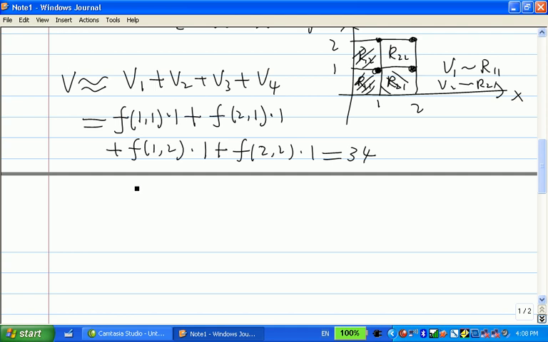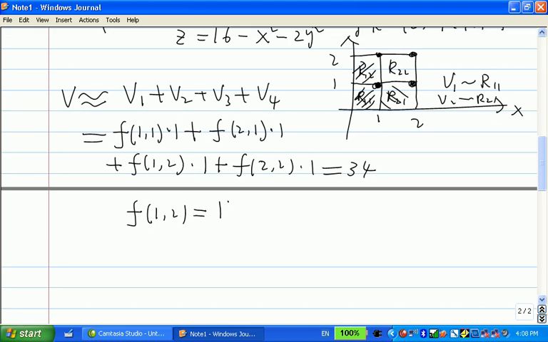Let me give you an example. If you want to find F(1, 2), our function is 16 minus x squared minus 2y squared. Whenever you see x, replace it by 1, so 1 squared, minus 2 times y, which is 2, so 2 squared. I'm just calculating one value. So 16 minus 1 minus 8 gives you 7, right? I'm just giving you an example.